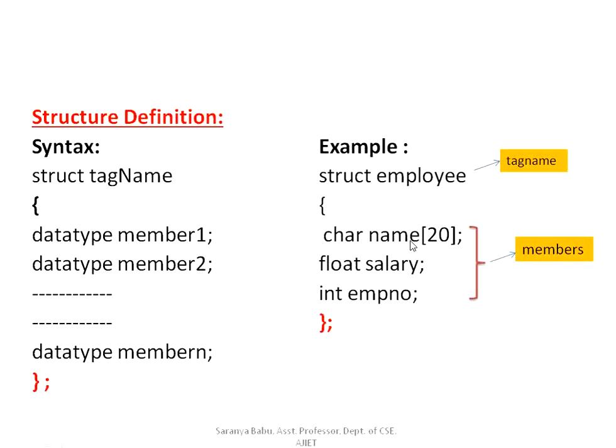So if I have to declare name, it is of character array. Salary is in terms of float. Employee number is in terms of integer data type. That is why a particular structure can hold elements of multiple data types, because in this particular example you can see which are the different data types that I have used. I have used character, float, and integer. Whereas in an array you cannot hold elements of multiple data types, in structure you can hold elements of multiple data types.